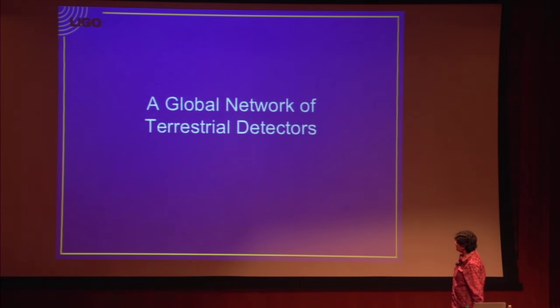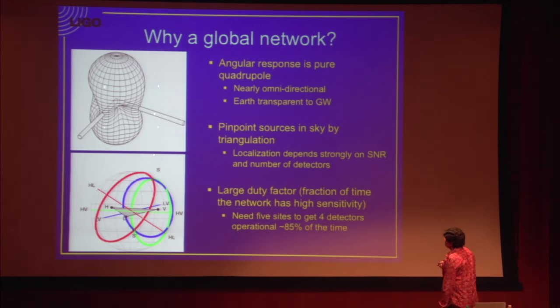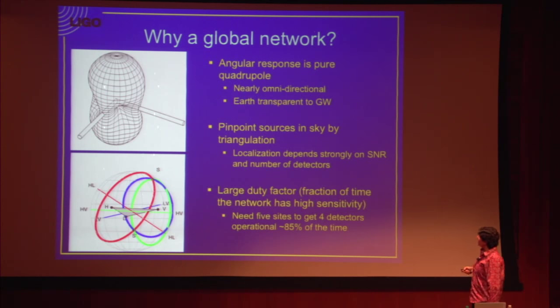Okay, so this global network of detectors, which I already described to you, what's it here for, and why do we have so many of these, two LIGOs, one Virgo, eventually KAGRA, and maybe a detector in India as well? Well, it all boils down to the fact that each of these detectors, here is the L shape of the detectors, each of them does not have much ability to localize on the sky.